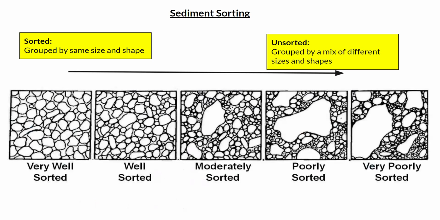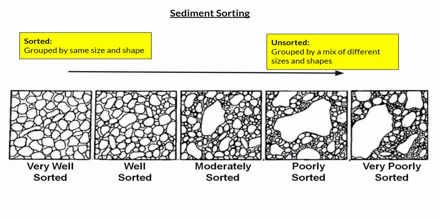Another thing we need to learn about is something called sorting. What does sorting mean? When a particle is sorted, that means the sediments are grouped by the same size and shape. This is an example of a well sorted sediment sample. All the sediments are about the same size and shape. An unsorted group of sediments is a mix of different sizes and shapes. This is an example of a very poorly sorted sediment sample. We have all different shapes and sizes.